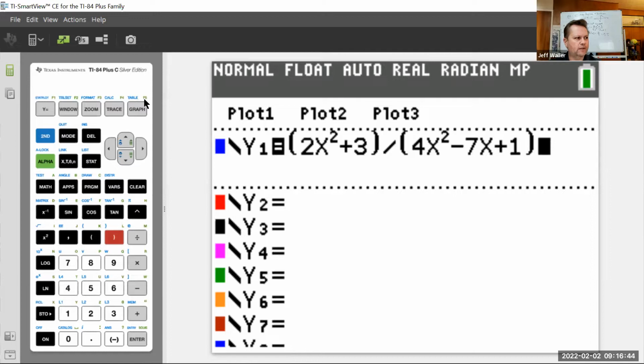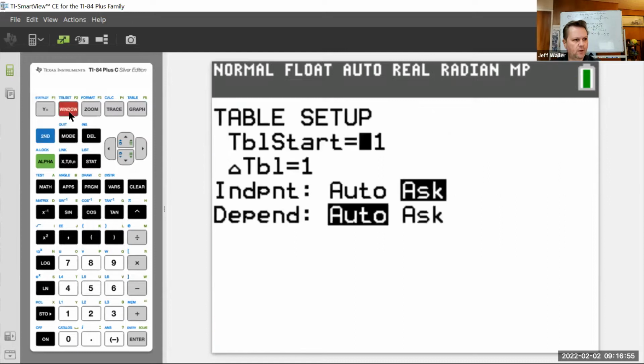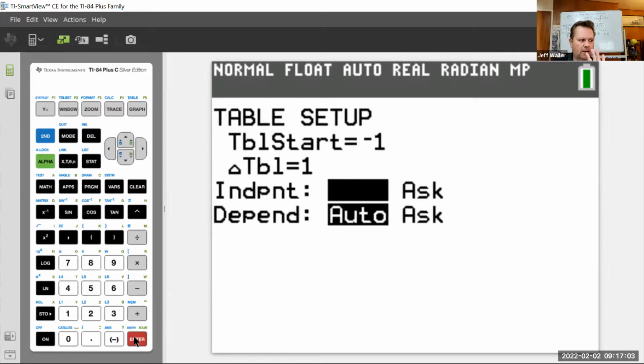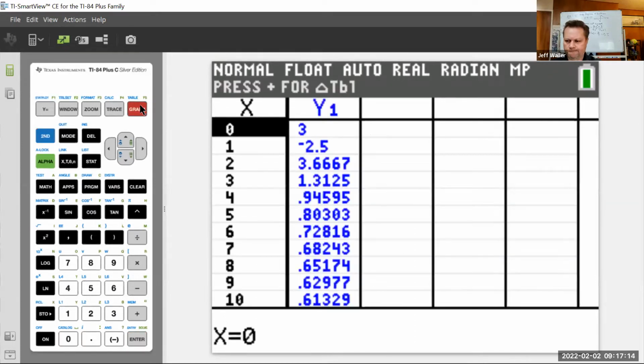Above the graph, you can see where it says table. We're going to go there in a minute, but let's first go here. Table set. Let's set this table up. So hit second window. And I've already got it set up in a special way, right? You guys are probably used to this kind of setup. Let's make this 0. You guys are probably used to seeing the table like this, right?